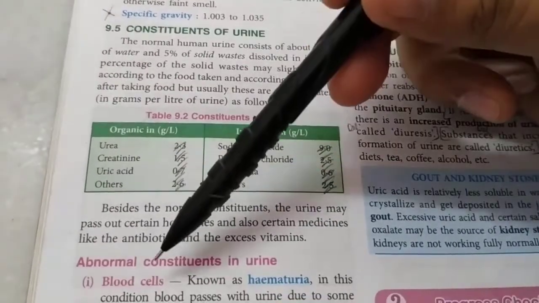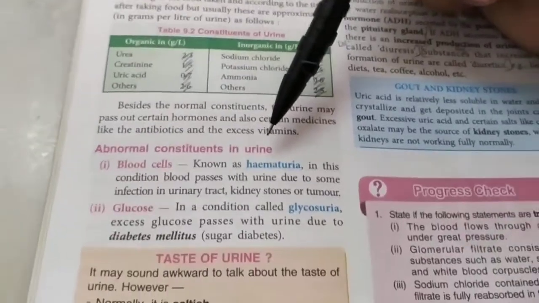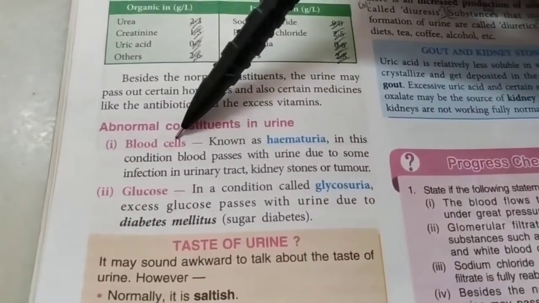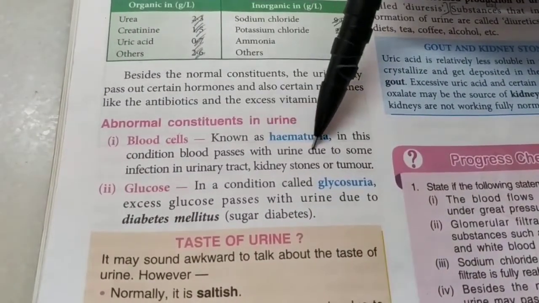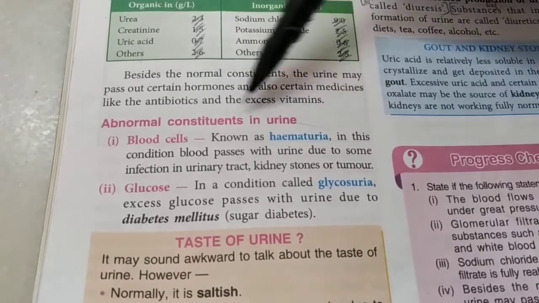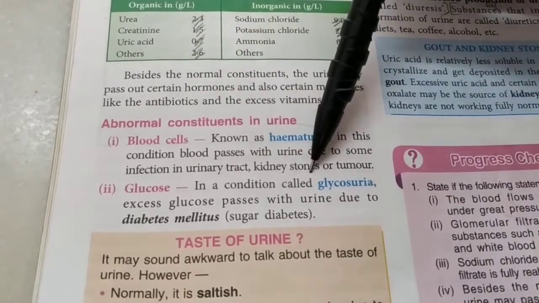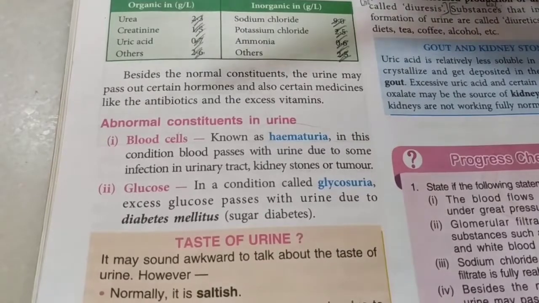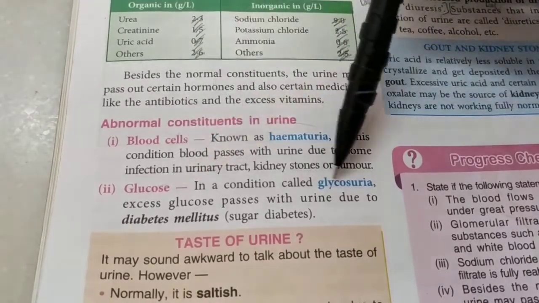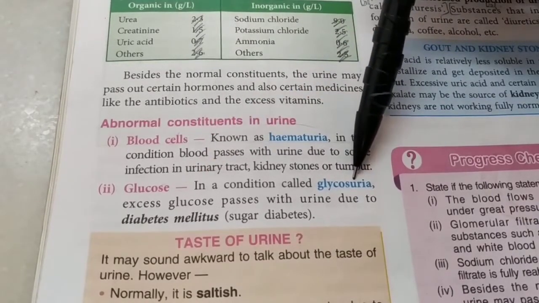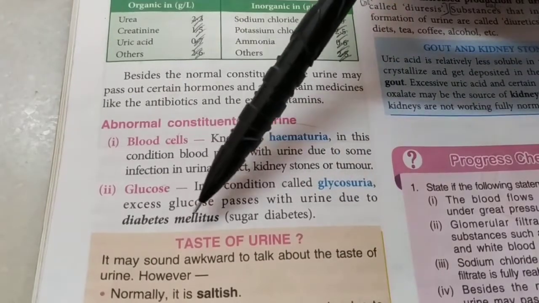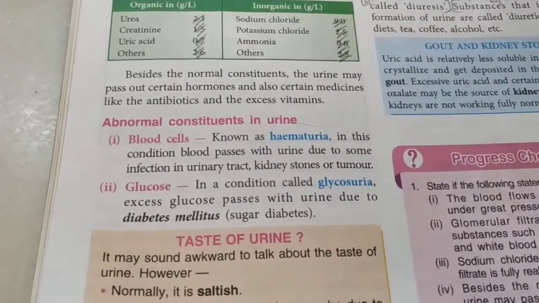Now, there are some abnormal constituents in urine. So when you do a urine test, and in the urine, if blood cells are found, that means you are suffering from a condition called hematuria, which could be because of infection in the urinary tract or kidney stones or tumor. If there is glucose in your urine, that means you have glycosuria, which can be an indication of a disease called diabetes mellitus. How is this caused? That we'll study in the chapter endocrine system.